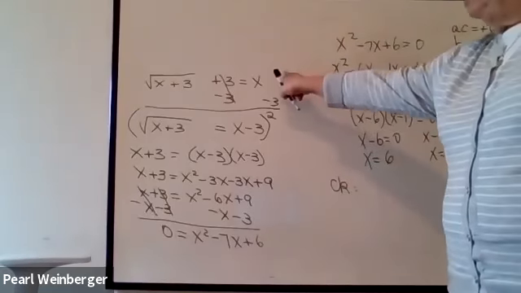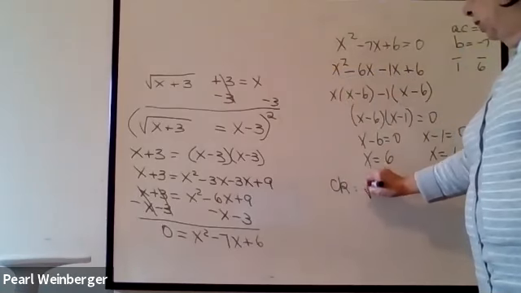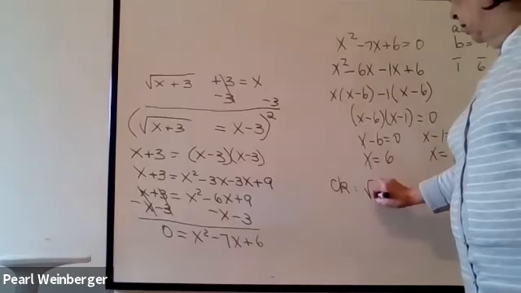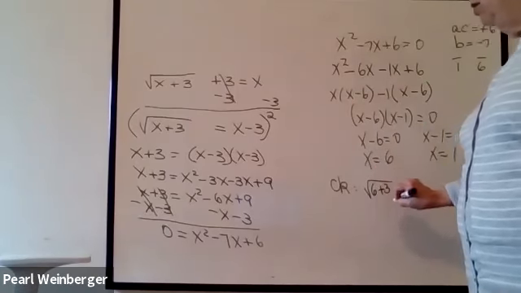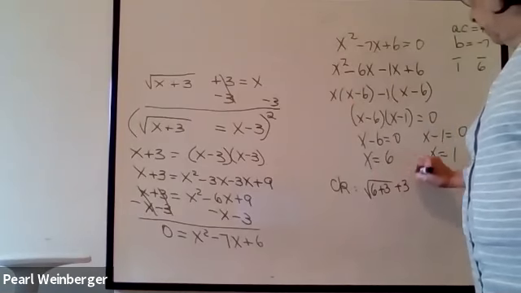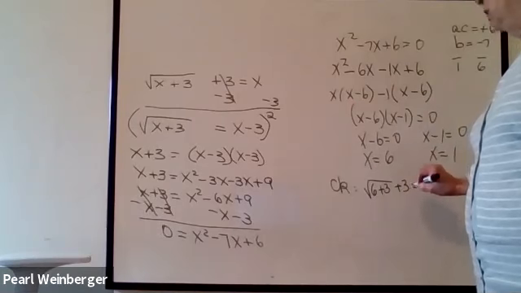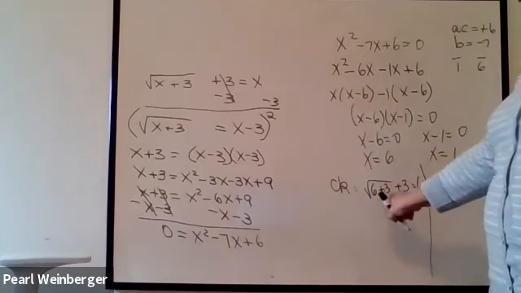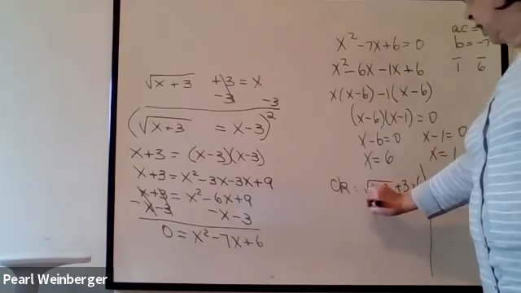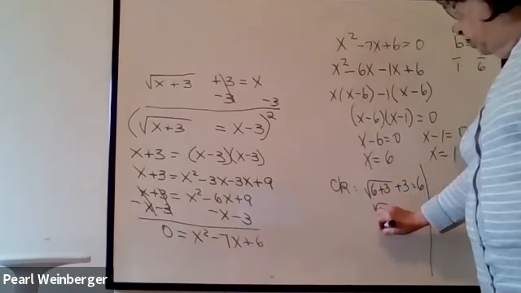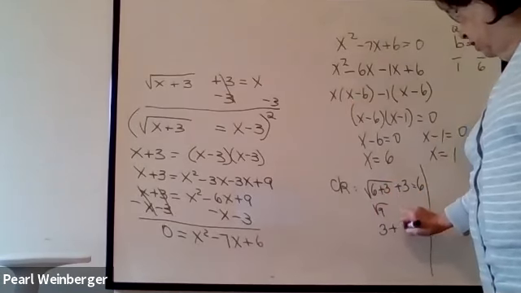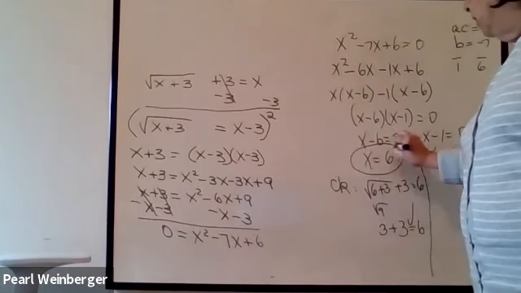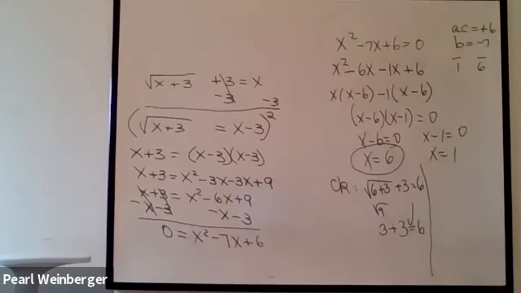And of course, I go back to the original equation and replace first the x with 6. So that'll give me the square root of 6 plus 3, plus 3 equals 6. So the 6 plus 3 is 9. This is the square root of 9, which is 3. And 3 plus the 3 gives me 6. Obviously, that checks. So x equals 6 is a solution.